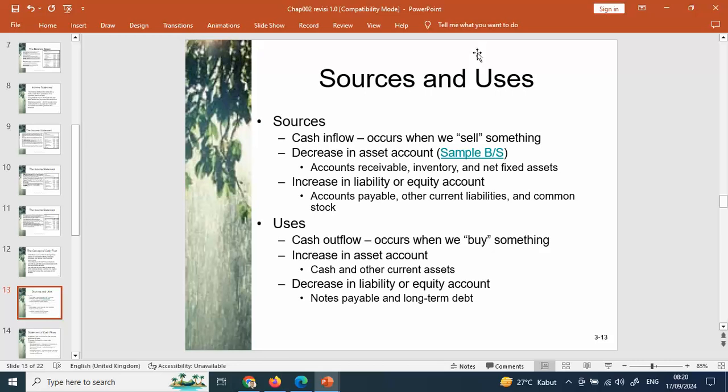So there is the rule of sources and uses. Sources, we call it cash inflow. Usage, we call it cash outflow. Follow the money. Cash inflow meaning money comes. That means sources of cash, money comes. Usage, cash outflow, money goes.